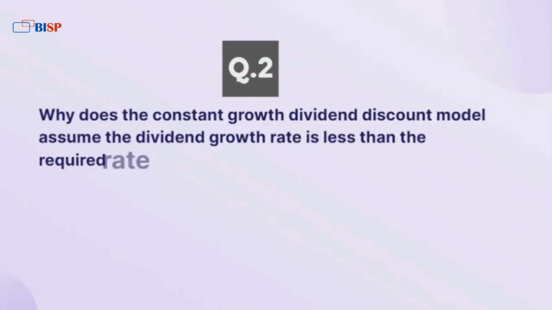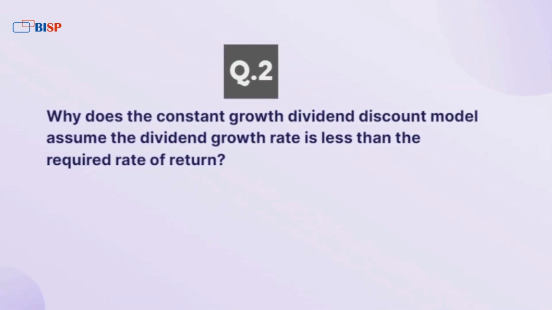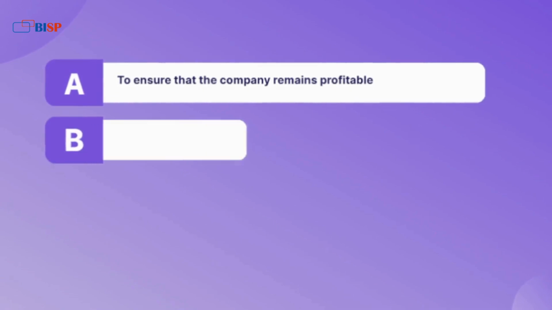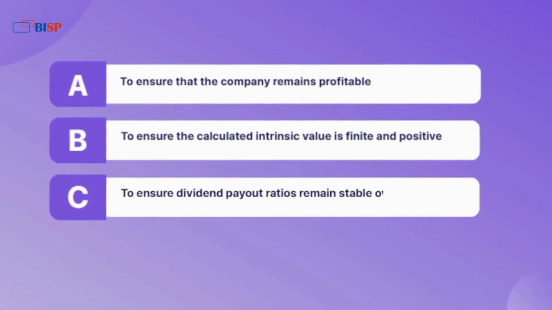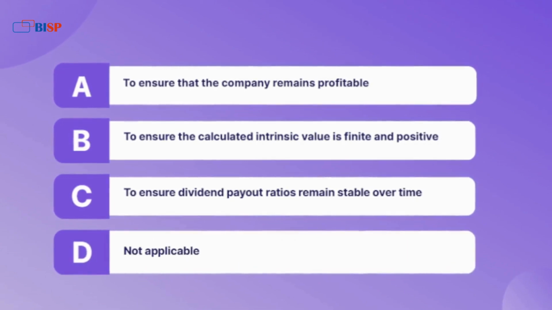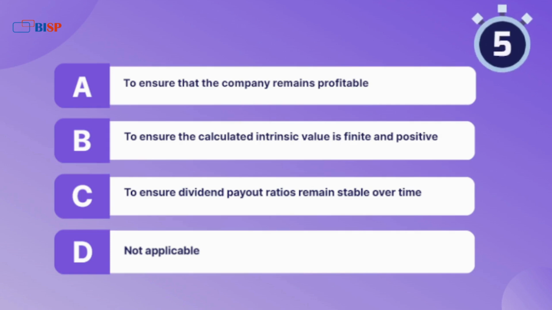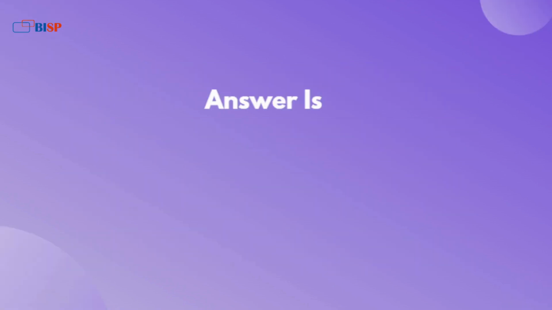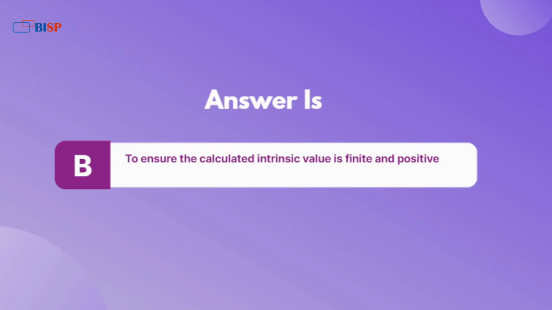Why does the constant growth dividend discount model assume the dividend growth rate is less than the required rate of return? A. To ensure that the company remains profitable. B. To ensure the calculated intrinsic value is finite and positive. C. To ensure dividend payout ratios remain stable over time. D. Not applicable. Answer is B. To ensure the calculated intrinsic value is finite and positive.